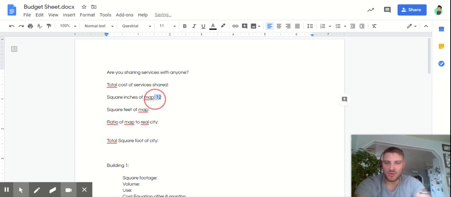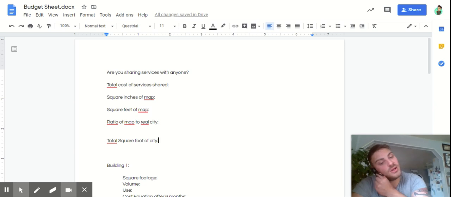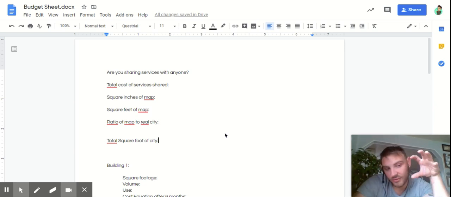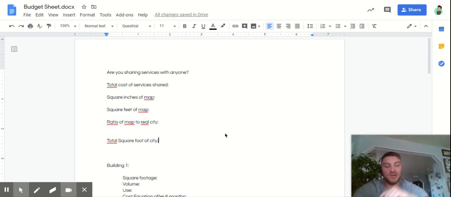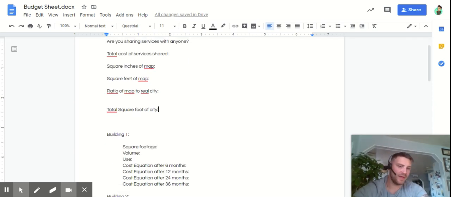Then you write the total square foot of your city. That's if you didn't use all of your paper. If you didn't use all your paper, you need to measure out how much you didn't. If you did use all your paper, you leave that.